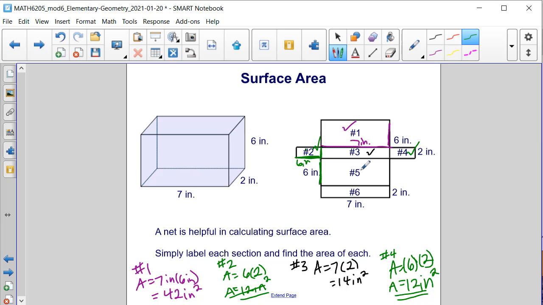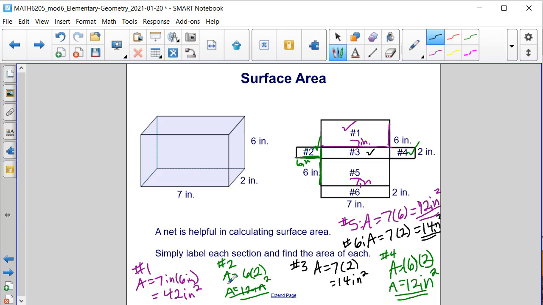And now let's find the area of number 5. Area of number 5 has a length of 7 inches and a width of 6 inches. So number 5, 7 times 6, which is 42 square inches. And again, notice these two are both the same. And then number 6, its area is 7 inches by 2 inches, or 14 square inches.